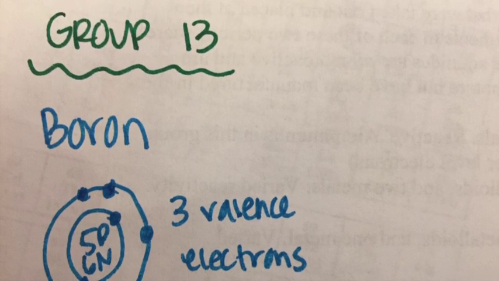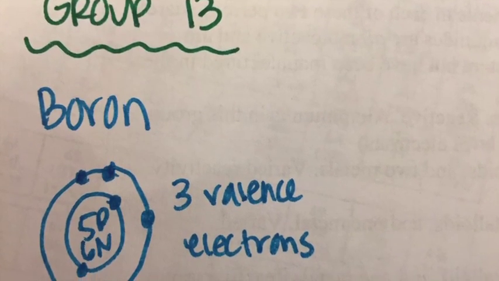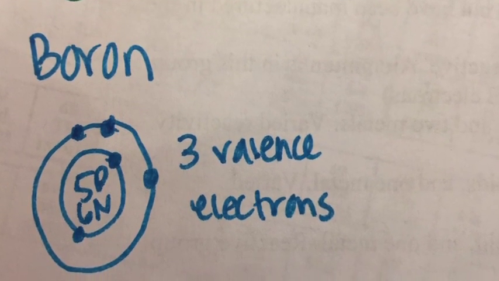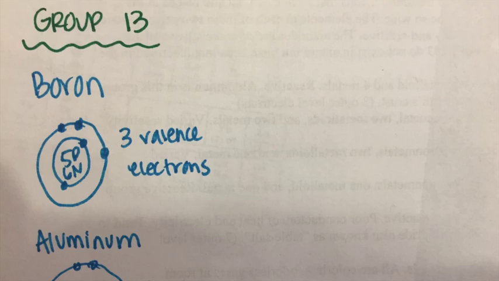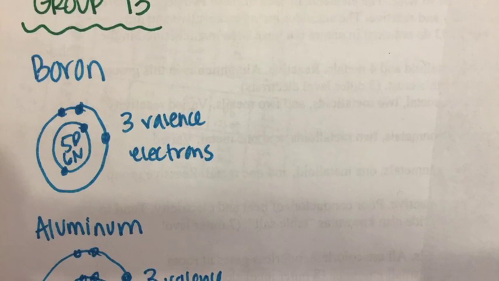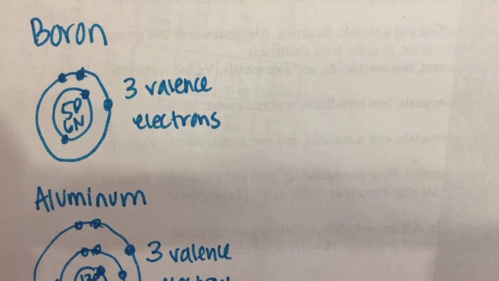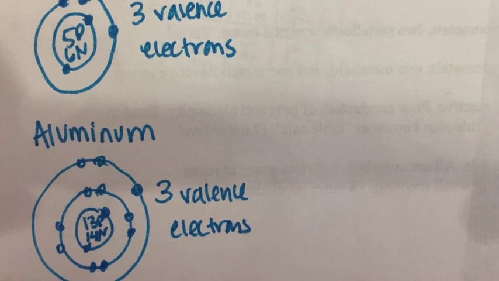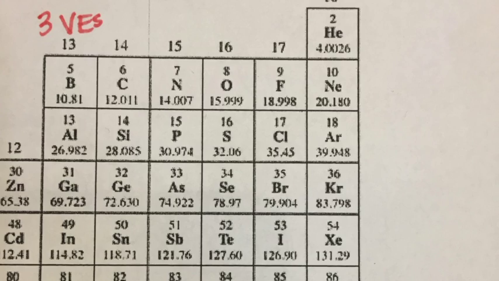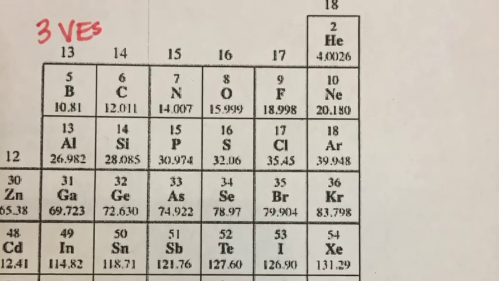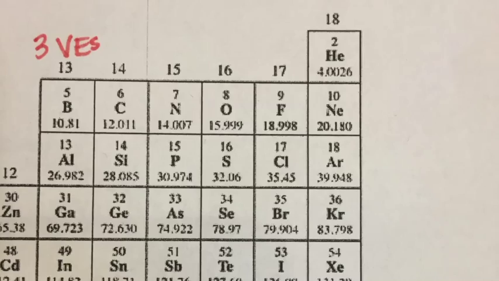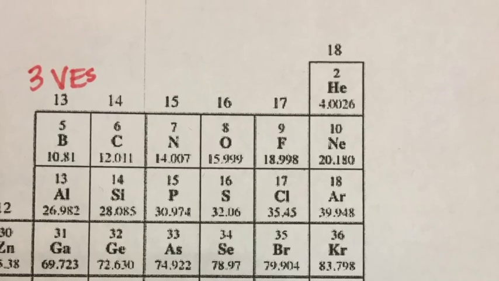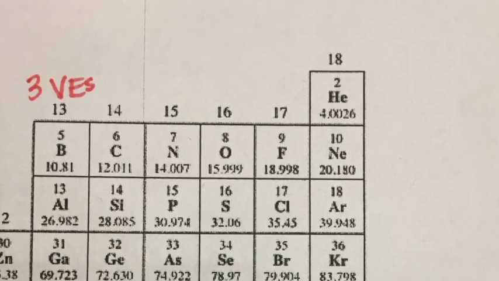All right, if we look at group 13, boron is our first element, and that's got 5 protons, 6 neutrons, and 5 electrons. So we have 3 valence electrons. The next element in group 13, or the boron group, is aluminum. And aluminum has 13 protons, 14 neutrons, and 13 electrons, which means it also has 3 valence electrons. If we were to work our way all the way down that column, or group 13, we would find that everything in that group has 3 valence electrons. So you can just ignore the 1, and that group 13 has 3 valence electrons.